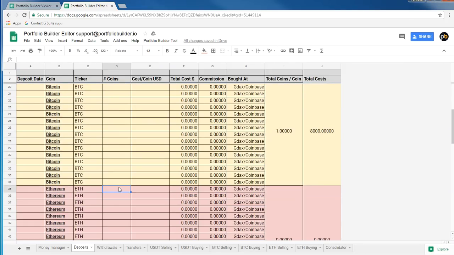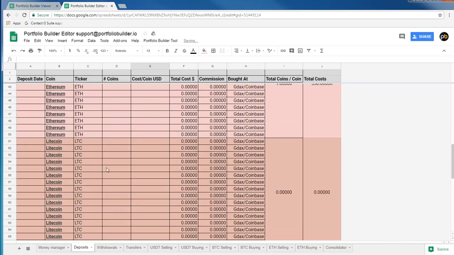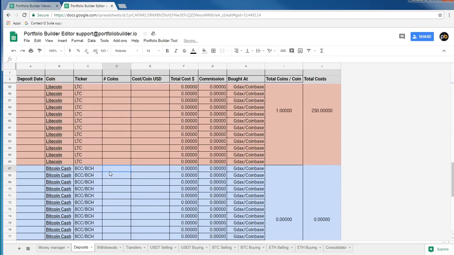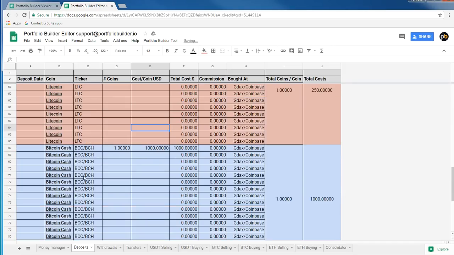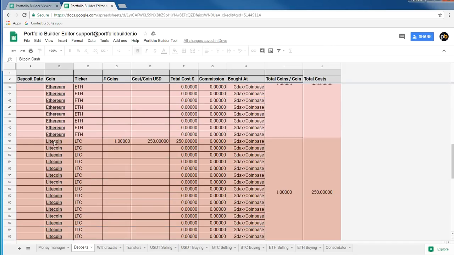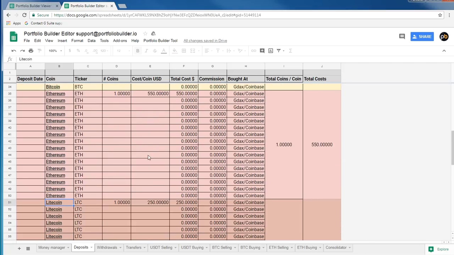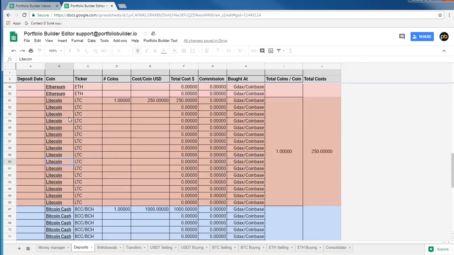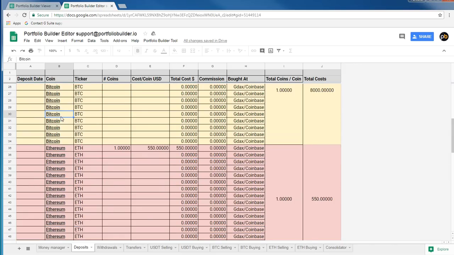Let's say we happen to have bought one Ethereum at 550, one Litecoin at 250. The price is really not important. We don't care whether we're up or down on the position. We just care about having the right exposure to them. And let's say we bought one Bitcoin Cash for 1,000. Now let's see what it says we need to do. Because if we're overweight in Bitcoin Cash or Litecoin, we cannot trade those into the other altcoins. We can only convert these two coins, if we have too much, into Ethereum or Bitcoin.